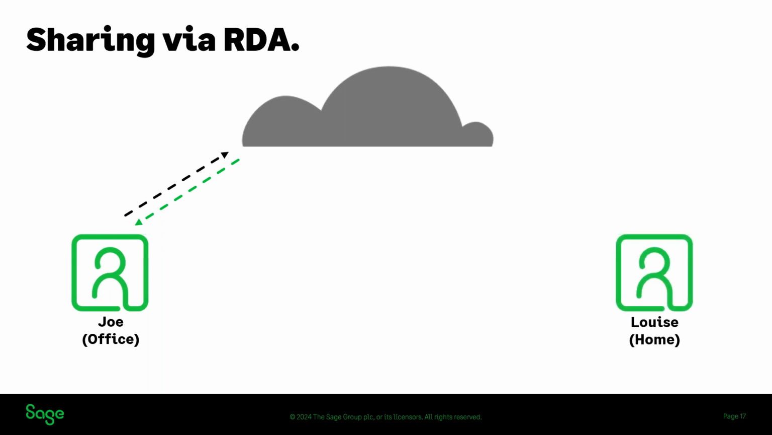Next, we're going to demonstrate how to give access to Louise's record. So this is a user that we've got set up already, and we're going to add that remote data access to her record. So let's take a look at the next demonstration.